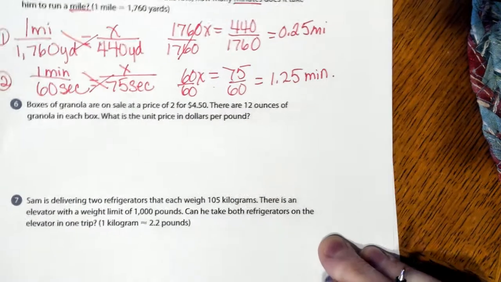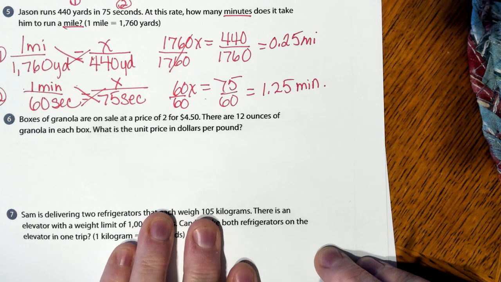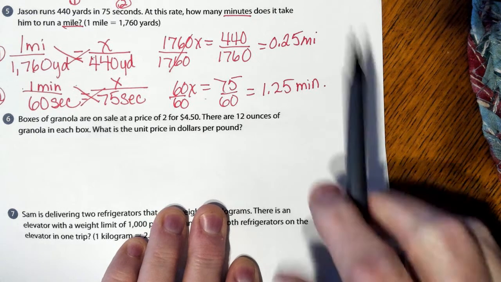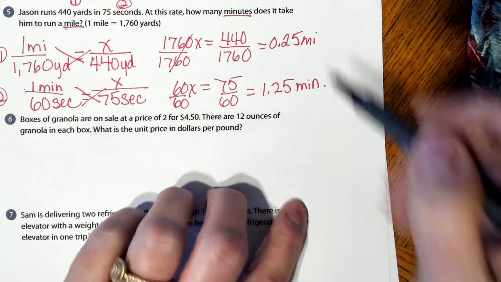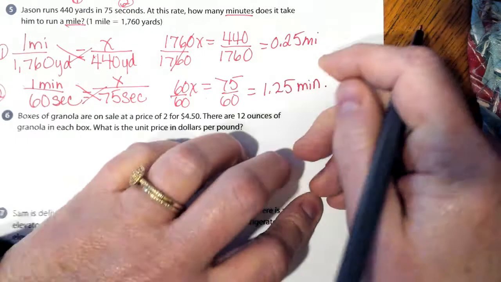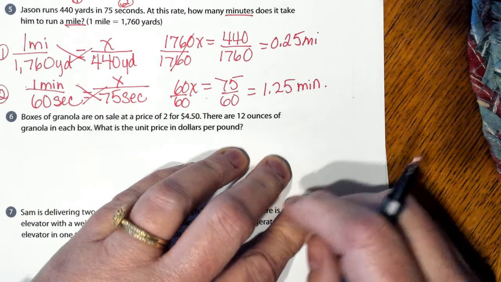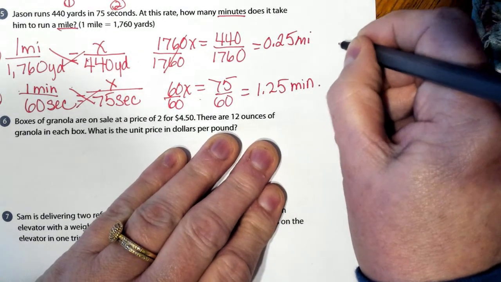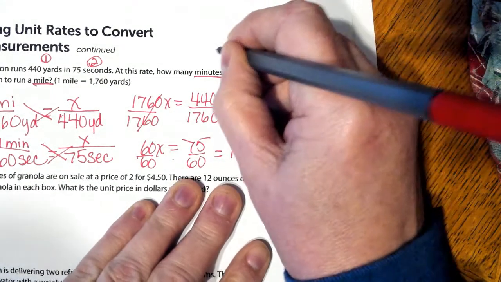Okay, so now for the last part, they wanted to know how many minutes it takes him to run 1 mile. Okay, so right now we don't know. We've got 1/4 of a mile and 1.25 minutes. So we need to find out the third part, which is how many minutes it takes him to run a mile. So what we're going to do is minutes per mile for the third part, for the answer.